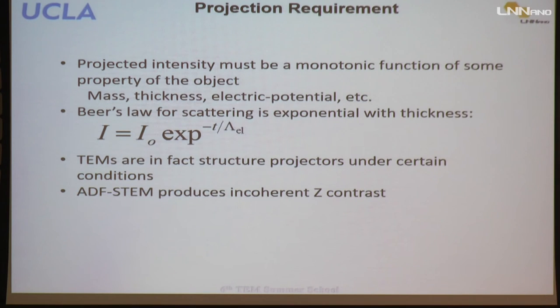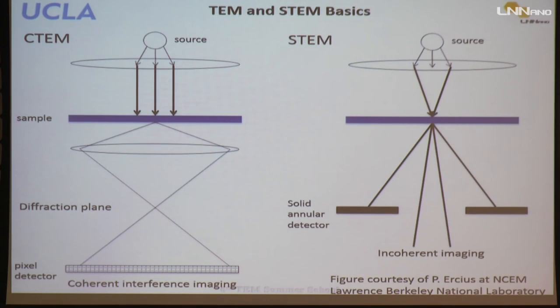For example, for TEM of biological objects at relatively low magnification, the contrast is mass contrast. It comes from the projection. We can assume that there is a projection of the mass. And also ADF STEM produces incoherent Z contrast, which also satisfies this projection condition. So we can use the TEM images for tomography reconstructions. You have to be careful in some cases for TEM, but I will explain that later. I assume that you already learned the basics about TEM and STEM last week, but just briefly.